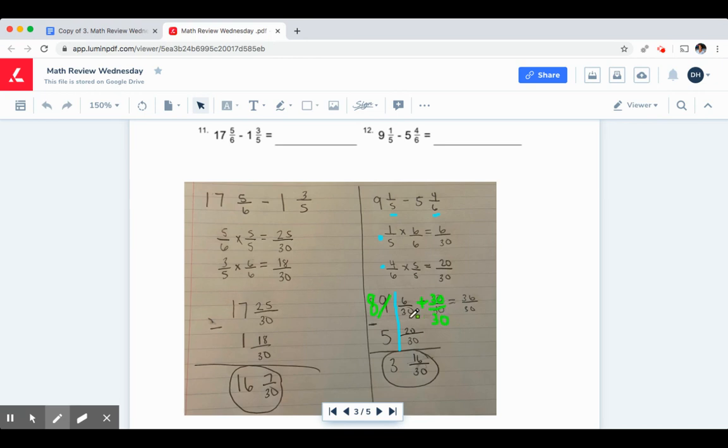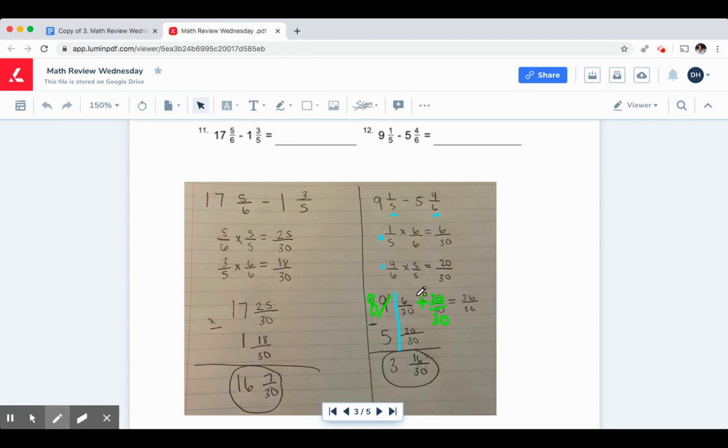When I do 6/30ths plus 30/30ths, I end up with 36/30ths. Now I'm able to subtract 20/30ths from 36/30ths, and that gives me 16/30ths. Then I will do 8 minus 5, and that gets me 3. So my final answer here should be 3 and 16/30ths.